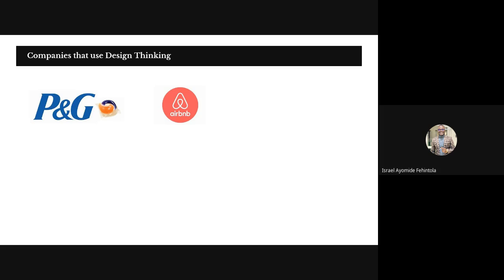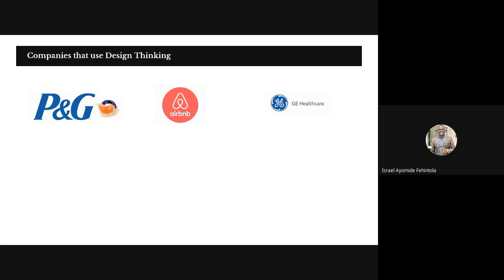Another company is Airbnb. Airbnb used design thinking to identify that their users were not patronizing their platform because the image quality was low. So the co-founders had to travel down to New York themselves, met with their hosts, took high quality and high resolution pictures and uploaded them themselves.